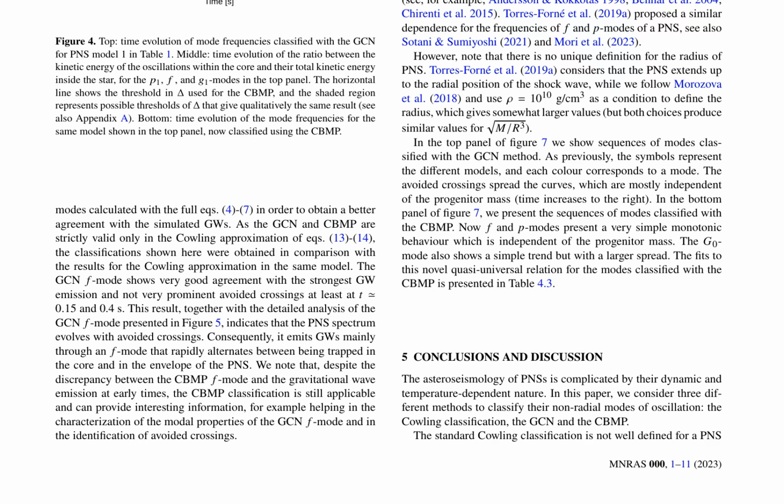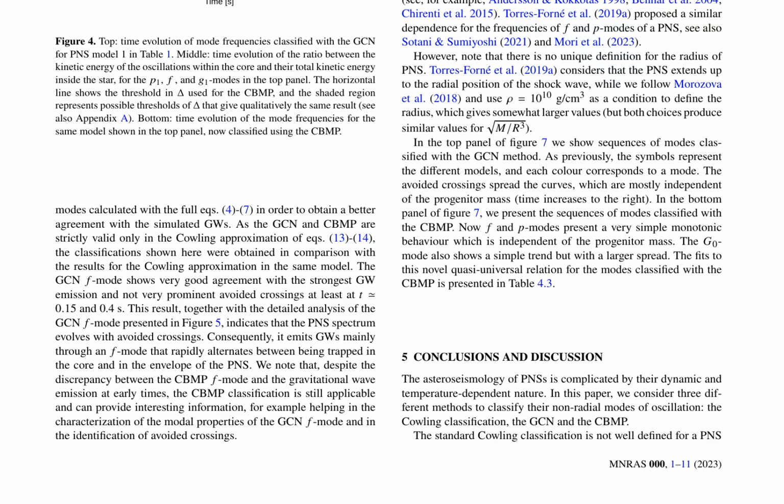The GCN method, on the other hand, allows for the identification of P and G nodes, enabling the tracking of mode evolution. It reveals marked avoided crossings at early times, where two modes exchange character. The F mode identified with the GCN shows good agreement with simulated gravitational wave, GW, emission, indicating that the region responsible for most of the GWs rapidly alternates between the core and envelope of the star at early times.